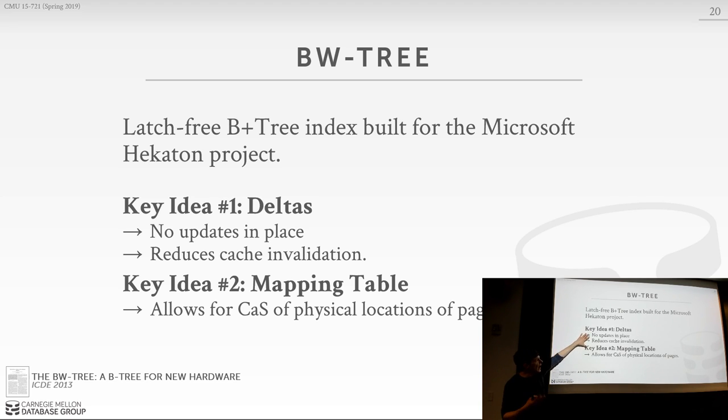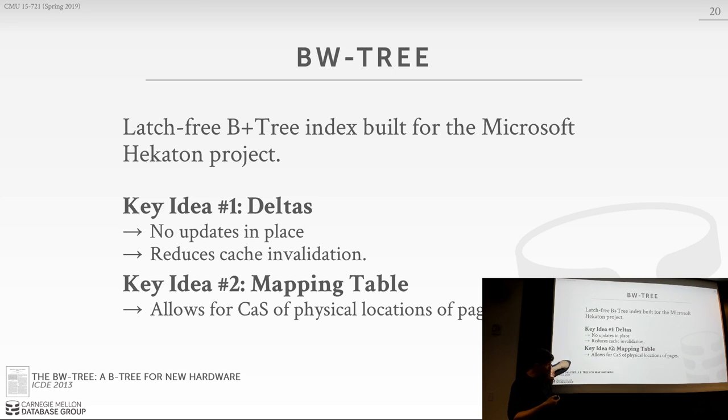So there are two main takeaways for how the BW tree is implemented. The first is that they use deltas to record changes made to single nodes. So you're not allowed to do any in-place updates to pages or nodes once they're created. Contrast that with the B+ tree, where I allocate a node, I can add new entries into it and take things away as needed. Their argument was that this will help reduce cache invalidation.